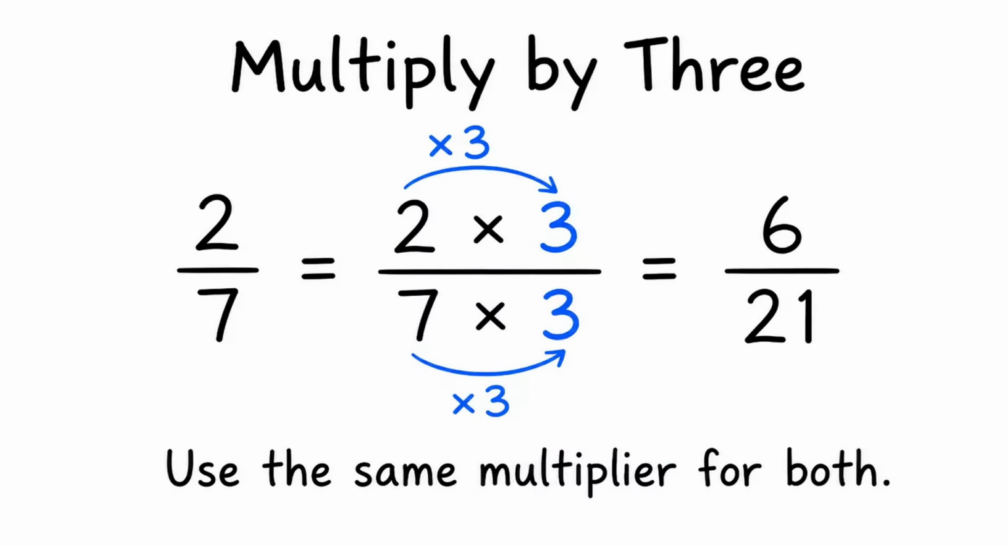We don't always have to multiply by 2. We can multiply by any whole number as long as we use the same number for the numerator and denominator. Here, we'll multiply both parts of 2/7 by 3. 2 times 3 is 6, and 7 times 3 is 21. Therefore, 2/7 is equivalent to 6/21.